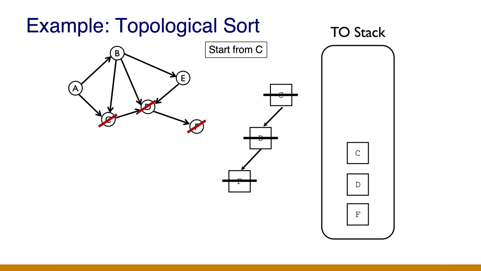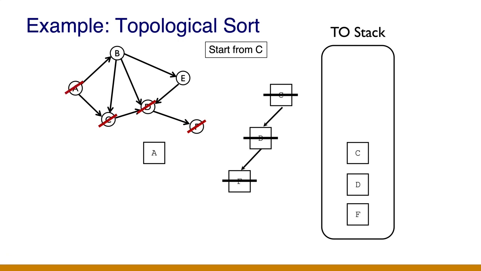But you don't just terminate here, right? Because remember, the top level topological sorting needs to ensure that for each and every vertex, you have included it into the TO stack. Right, so now you are done with C, D, F. You have to try to start another DFS from other nodes. For example, you can start from A.